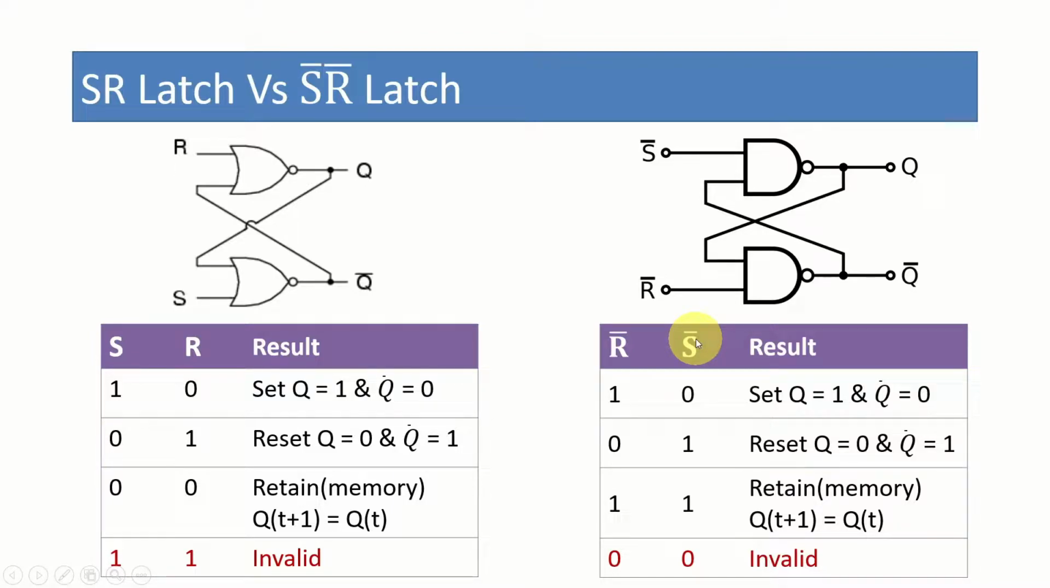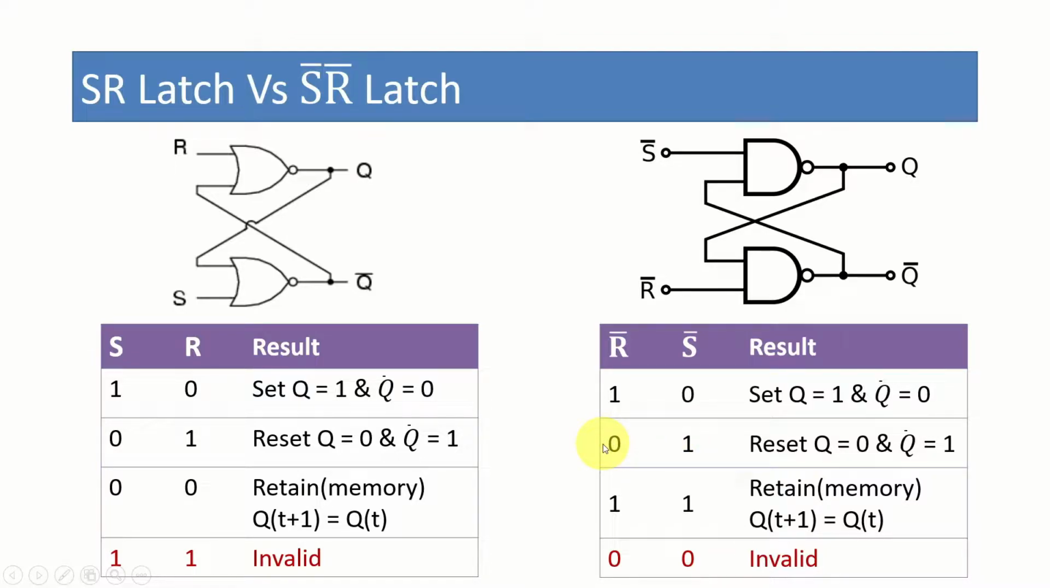And when it comes to setting the SR latch, we used to give the S equal 1, R equal 0 input combination. So in the S bar R bar latch, rather than S we call it R bar. So you can see that we have to give the R bar equal 1, S bar equal 0 combination. It is pretty much the same combination with two different notations. In the SR latch, when we want to reset the value, we used to give R 1 and S 0.